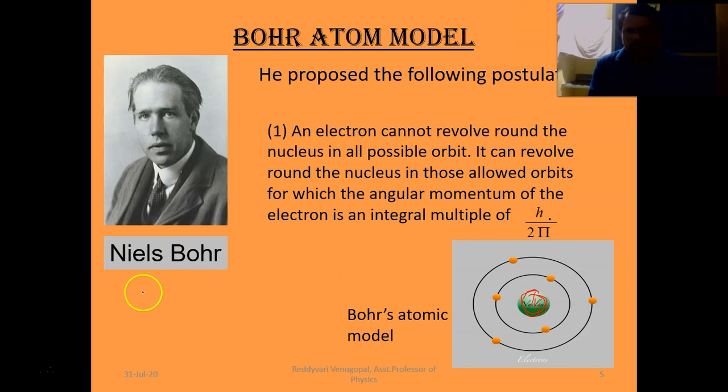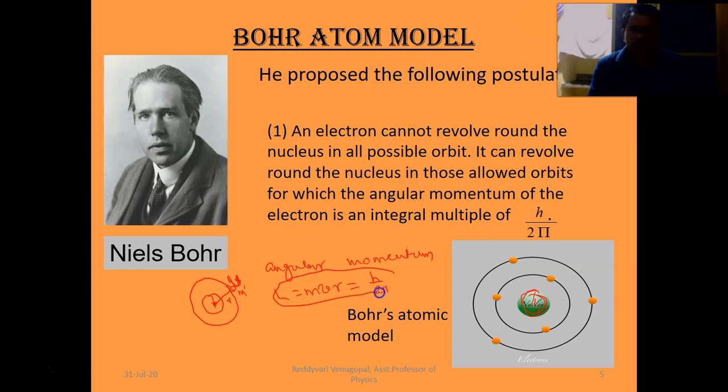This is the angular momentum. Let us say this is the nucleus, and one electron is revolving around the nucleus with velocity, let us say v. The radius of this particular orbit from the nucleus is, let us say, r, and the mass of this electron, let us say, m. Then the angular momentum L is equal to mvr, that is equal to nh by 2 pi. This principle is called quantization of angular momentum. This is the first postulate.